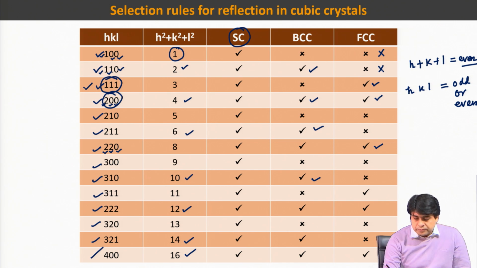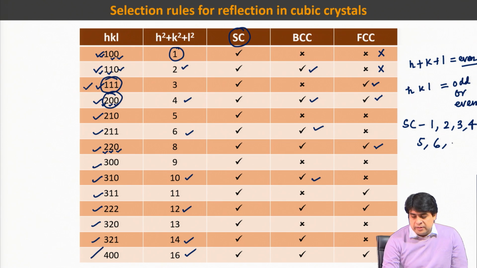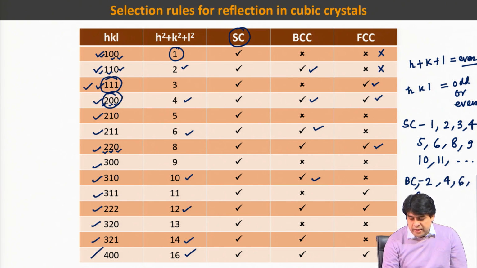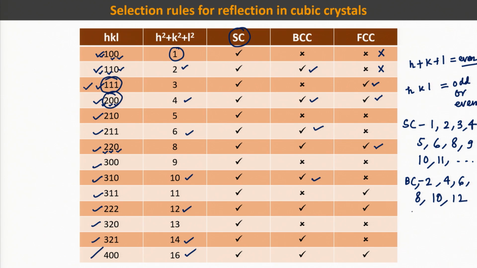So, if you see the simple cubic, you will get reflection when your h square plus k square plus l square will be 1, 2, 3, 4, 5, 6, 8, 9, 10, 11 and so on. Similarly, for the BCC, you have a reflection for 2, 4, 6, 8, 10, 12, 14, 16.